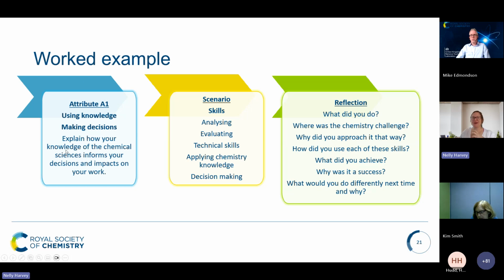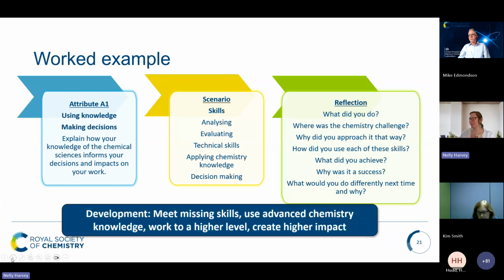So we have a very straightforward attribute, underlying skills that you will use in evidencing that attribute, and then you can frame your reflection to understand exactly how you've been applying those skills. And through that, you will extract the statement for your CChem attribute.